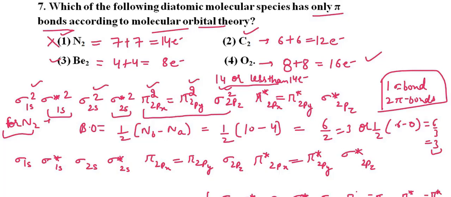Now consider the second case, that is of carbon. For carbon, we have to fill 12 electrons: 2, 4, 6, 8, 9, 10, then 11 and then 12. Now see here, in the outermost shell only pi 2px and pi 2py are filled, not sigma 2pz. So only the pi orbitals take part in bonding here. So we can say that according to molecular orbital theory, in the case of C2, only pi bonds exist.